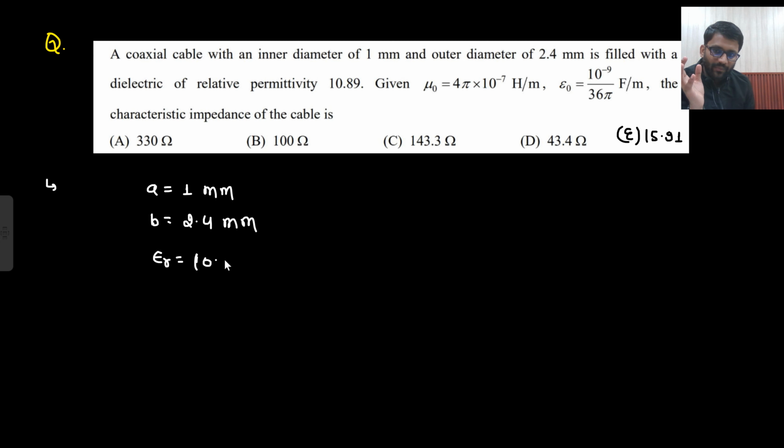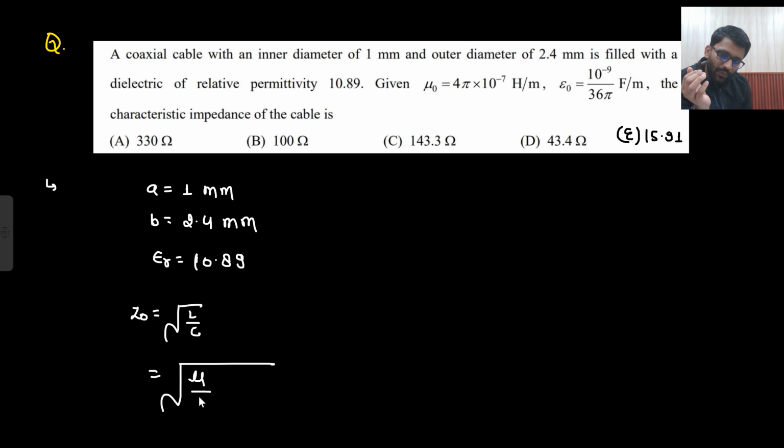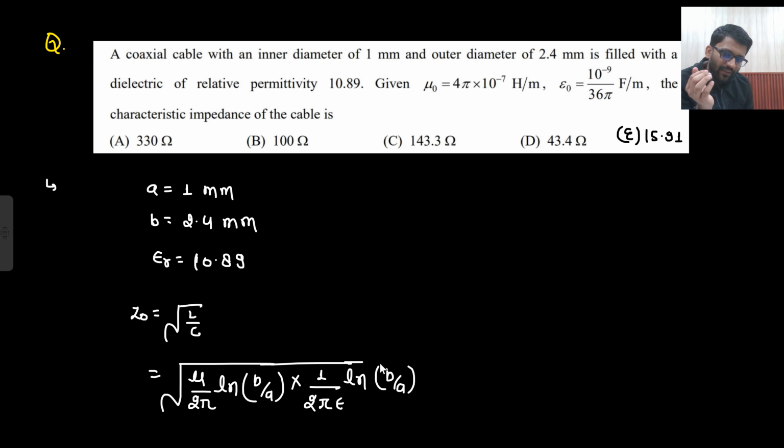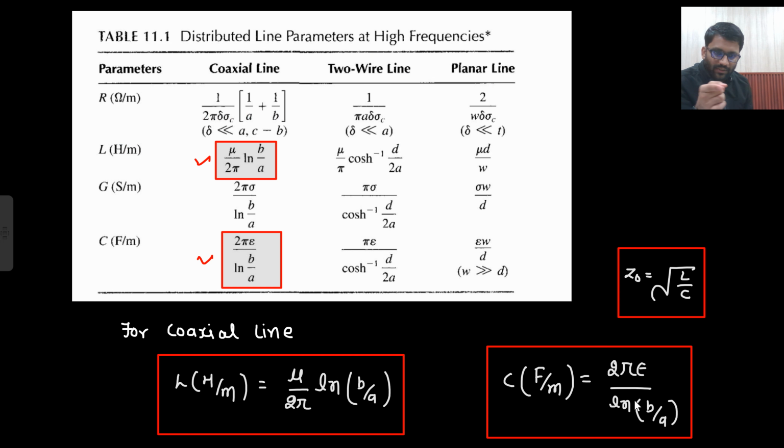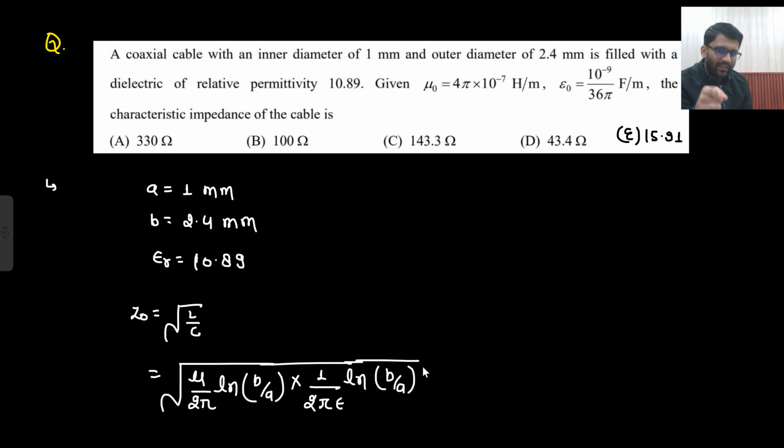So relative permittivity was 10.89. Mu naught epsilon naught values we already know. What we need to find is the characteristic impedance. For that we need under root L by C. So what is my L? My L is mu upon 2 pi into ln b by a. And what is my C? My C is 2 pi epsilon upon ln b by a. Just the reciprocal I have written, reciprocal of this formula.